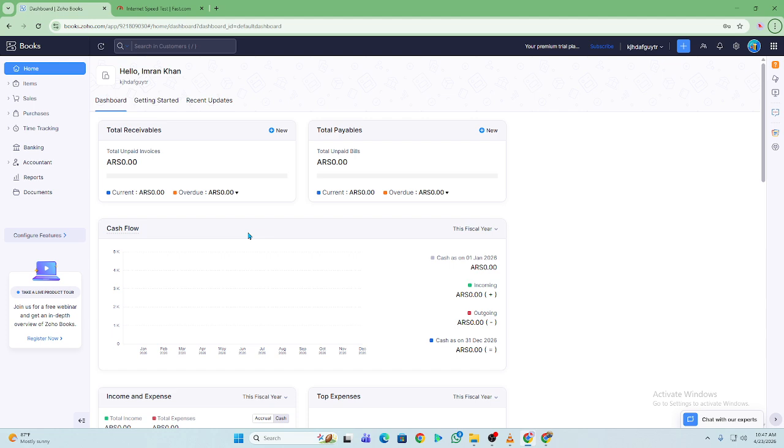First, make sure your internet connection is stable. I mean, weak or unstable internet can instantly cause payment failures. Next, refresh the page and try the payment again. Sometimes it's just a temporary system glitch.